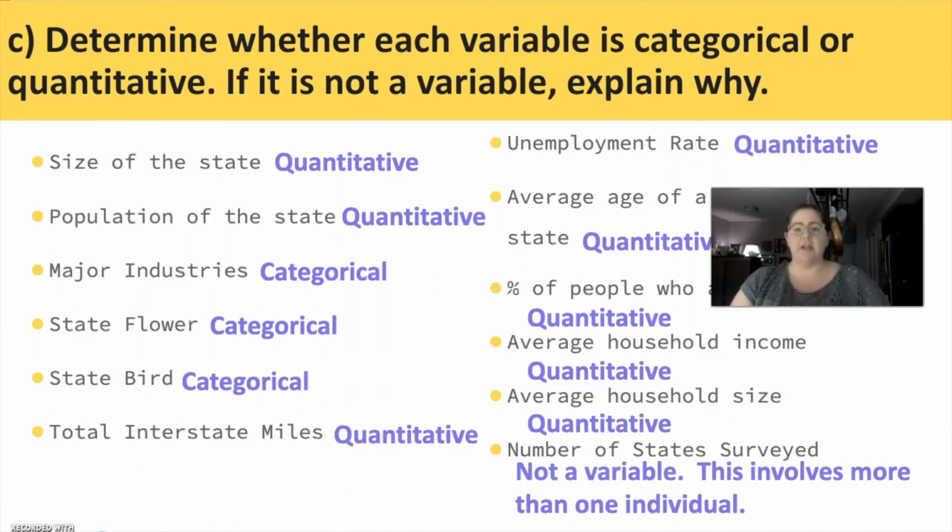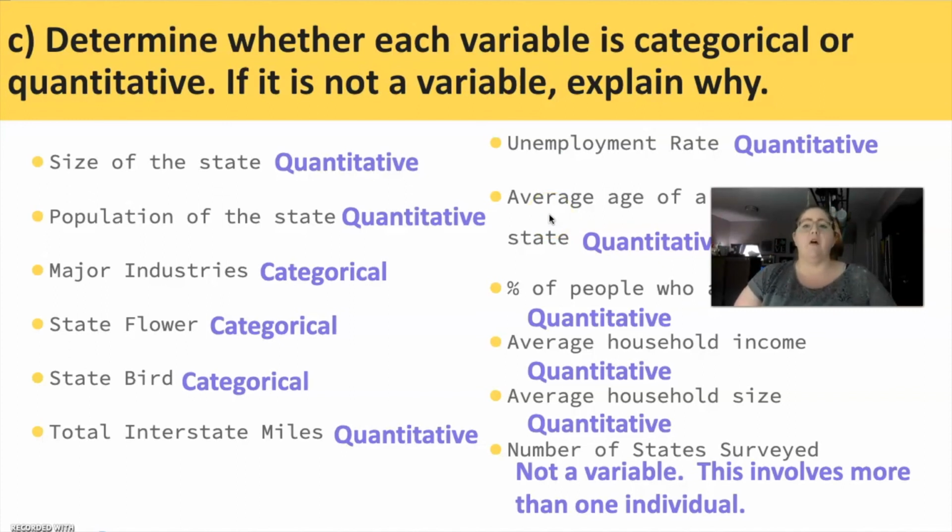So the answer is that yes, it can. If you think about it, in this particular survey, our individuals are states. So some of our variables have to do with percentages or averages. Now usually percentages and averages are statistics. That's something that's true about a group of individuals. So for example, the average age of a person in the state is a statistic that is true about that state, or it's a parameter that's true about that state.